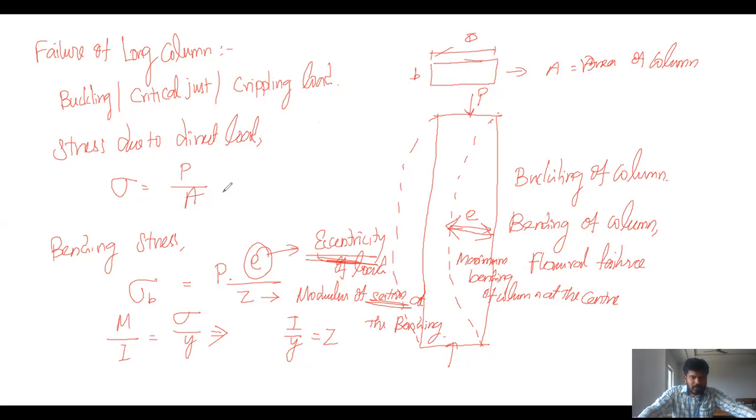So this is the formula which we are going to use. Next, maximum stress and minimum stress we are going to find out. If I take stress due to direct load as sigma naught, then the maximum stress is equal to sigma naught plus sigma b. Similarly, minimum stress is equal to sigma naught minus sigma b. So these are the things related to failure of long column.